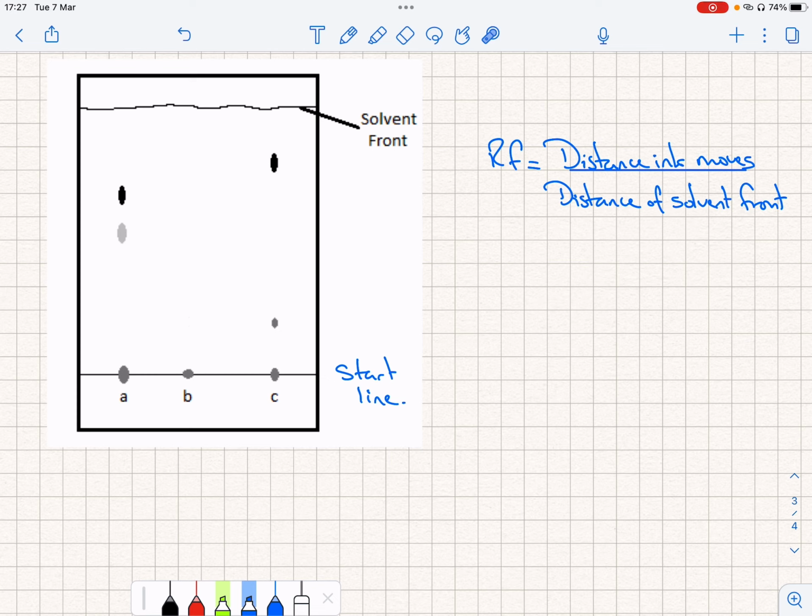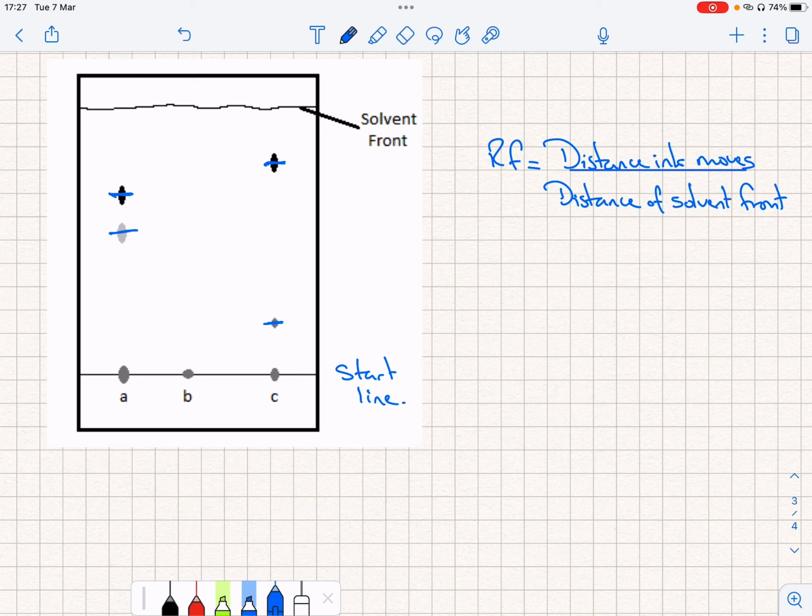So you can see this particular ink here has given me two. There's one there, if you do the middle of them, and one there. So it's separated into two, therefore it's a mixture. And C has also separated into two. There's one there, and there's one there. So that's also a mixture of two inks.